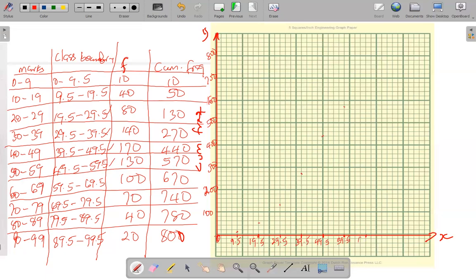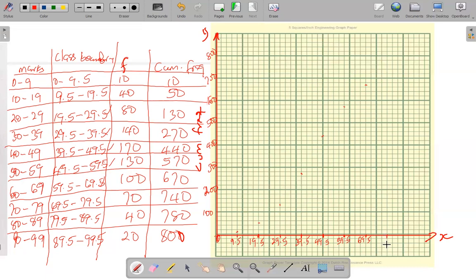Then count four again: 1, 2, 3, 4. The next one is 69.5. What is the cumulative frequency there? 670. Here is 600, 620, 640, 660, 670 here. And count 4 boxes again: 1, 2, 3, 4.